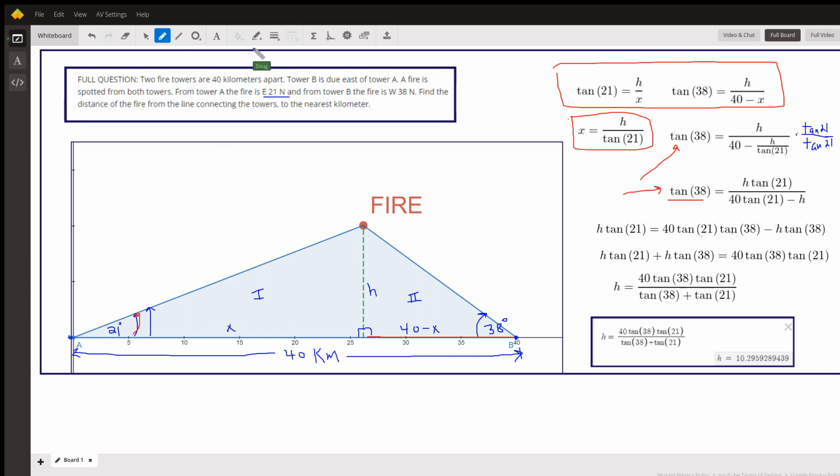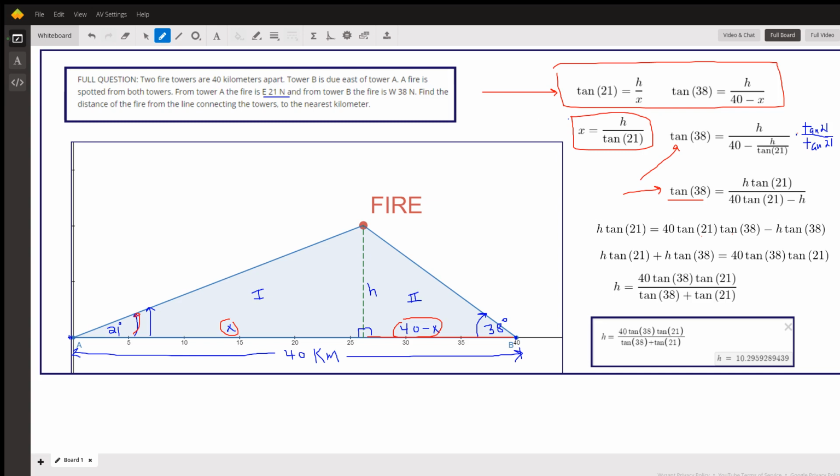If this distance, or this leg of the first right triangle, is called x, then this distance over here is 40 take away x, because they have to add up to 40. And then we can set up two equations. The tangent of 21 is opposite over adjacent, h over x, and the tangent of 38 is h over quantity 40 minus x. There's your two equations right there. Two equations, two unknowns. You should be able to solve using the substitution method.